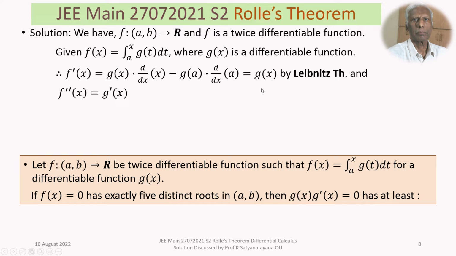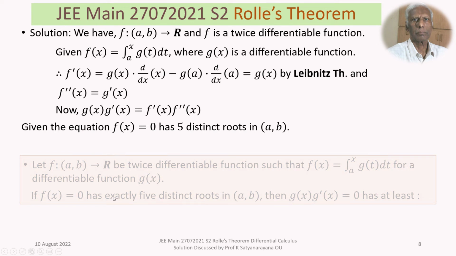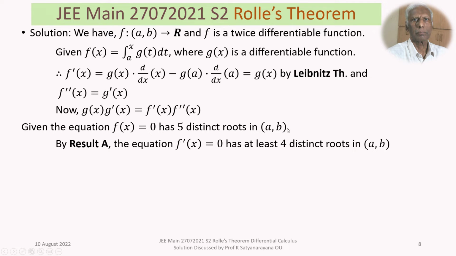Agreed. And what is it that we want to find? We want to find how many roots there are for g of x into g prime x is equal to 0. Now g of x into g prime x is equal to f prime x into f double prime x. Now we are given f of x is equal to 0 has exactly 5 distinct roots in the interval a to b.